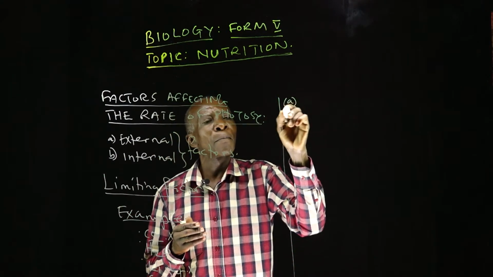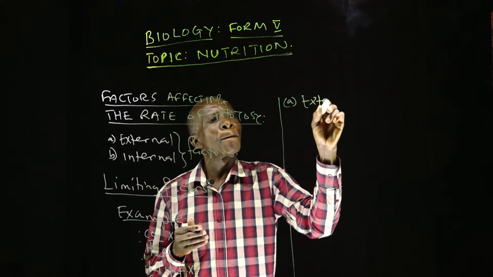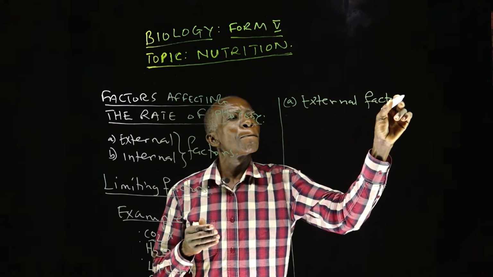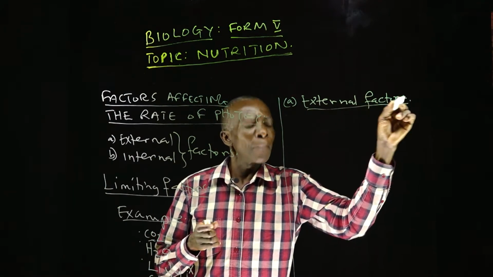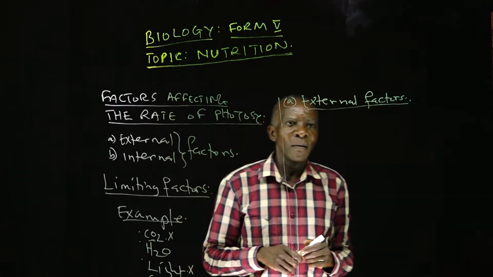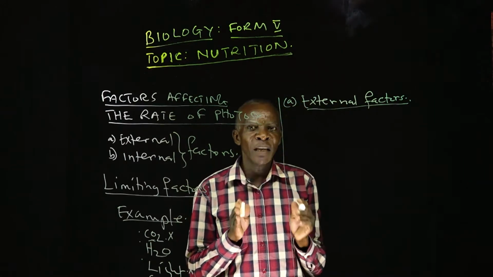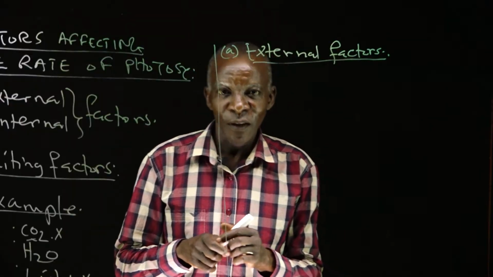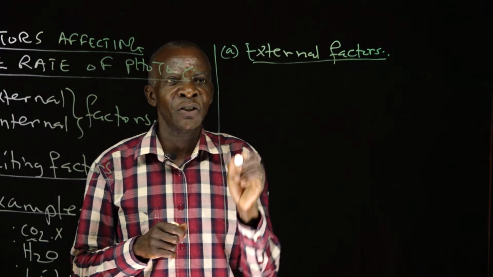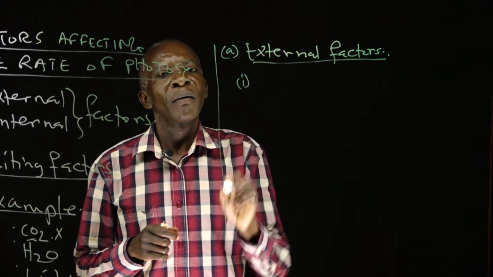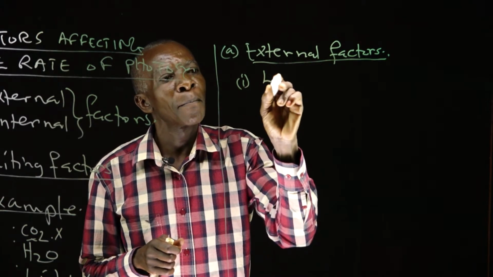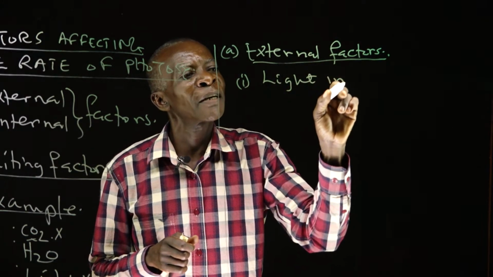external factors. The external factors, or simply environmental factors, these are of different sorts. The first one talks of sunlight, light intensity.